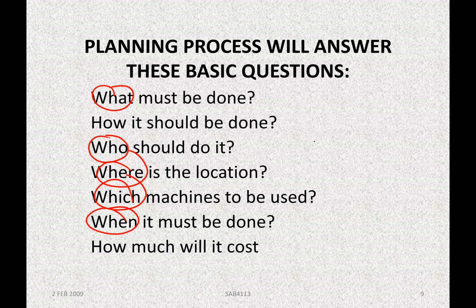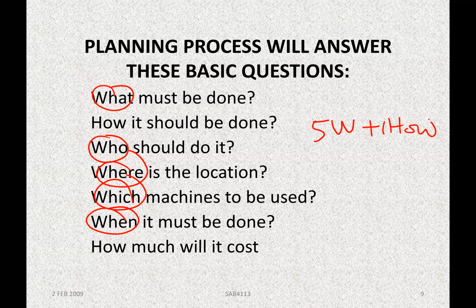So basically it involves 5W plus H, could be one H or whatever H. H is basically how to do things. So that is what we call planning, thinking process. Of course, when we talk about thinking process, there are elements of uncertainties. There are elements of some kind of prediction.